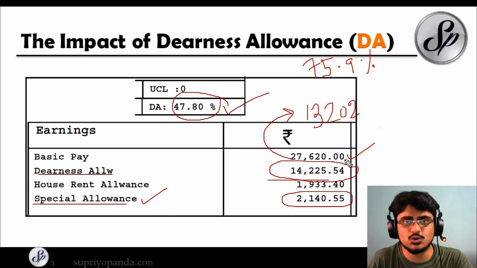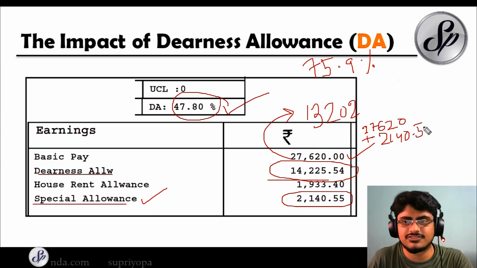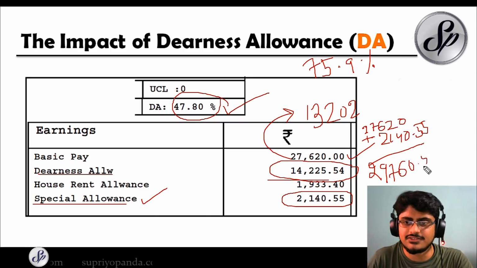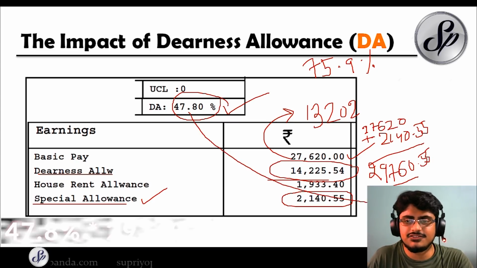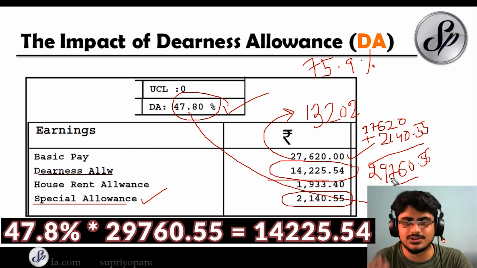So what you have to do to arrive at this is add 27,620 with 2140.55. So how much is this coming to? This is coming to 29,760.55. Now if you do 47.8% of this figure, you can do the calculation yourself, then you will get 14,225.54.